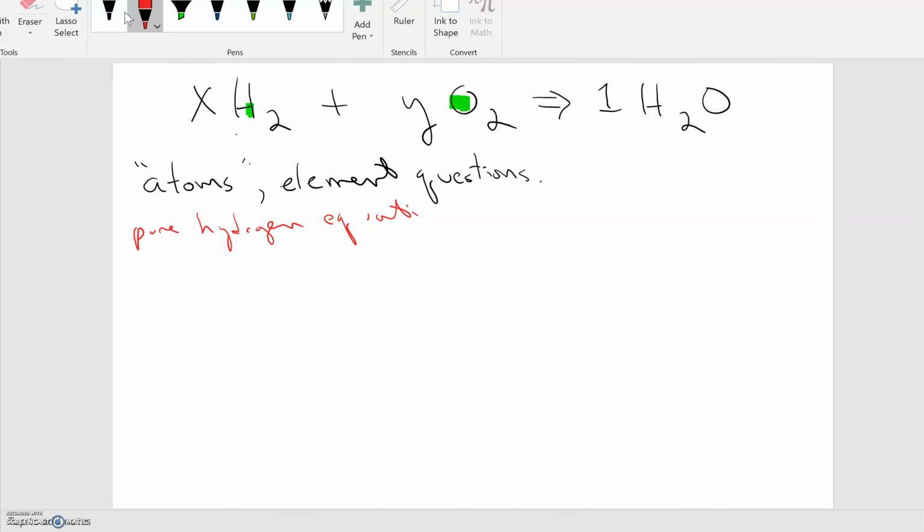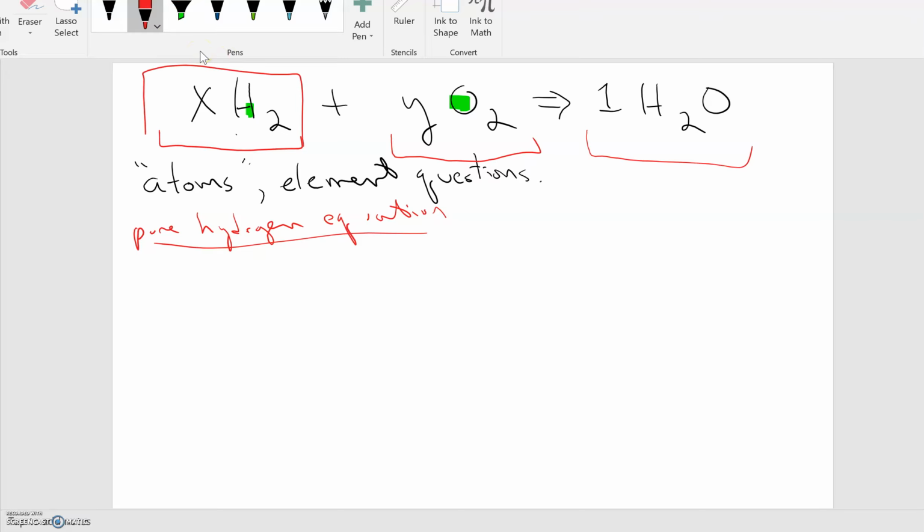It's the same thing as in the mixture problems when we wrote a pure methanol equation. The pure hydrogen equation says however much hydrogen from the first thing plus however much hydrogen from the second thing has to equal the number of hydrogen atoms in the third thing. When I say how much hydrogen, I mean the number of hydrogen atoms. So how many hydrogen atoms are in this first reactant? We have 2 hydrogen atoms per H2 molecule times X molecules.